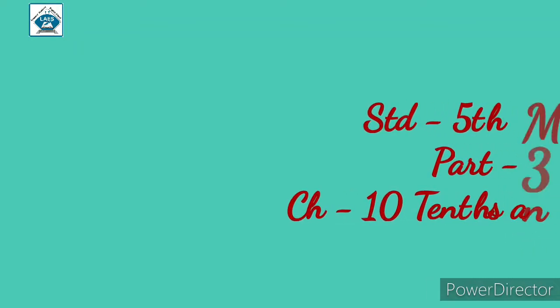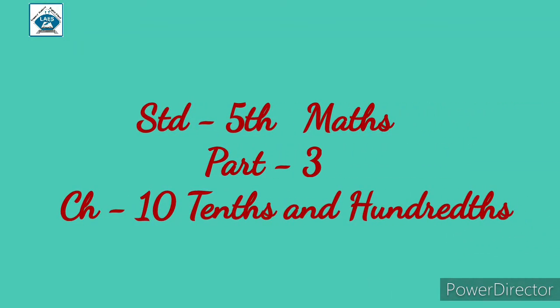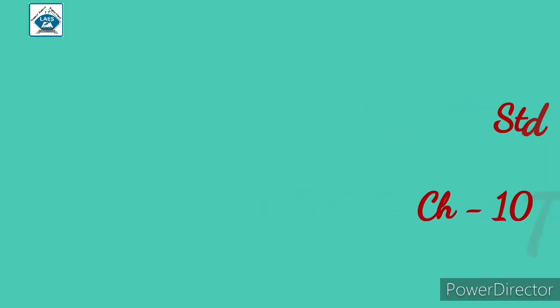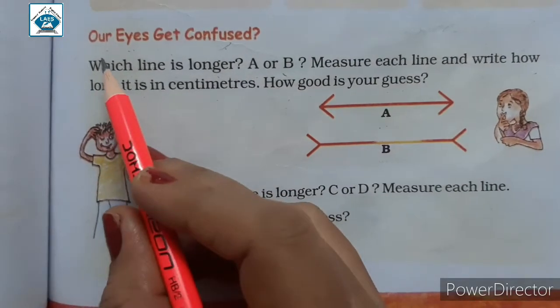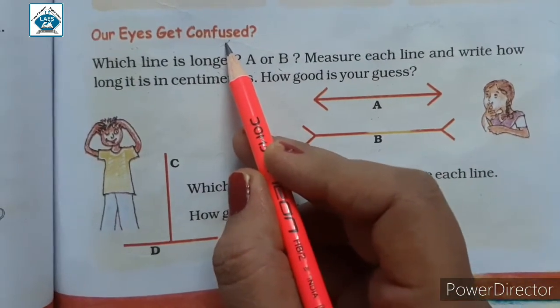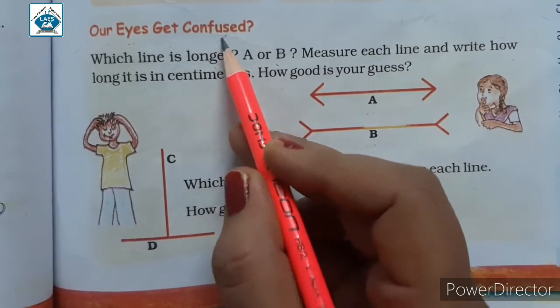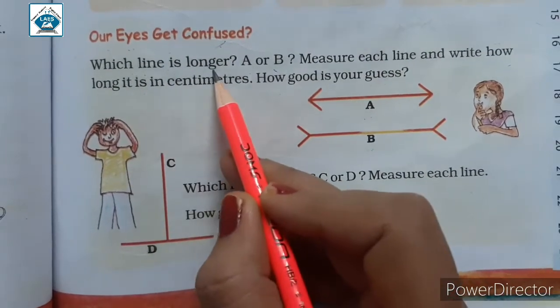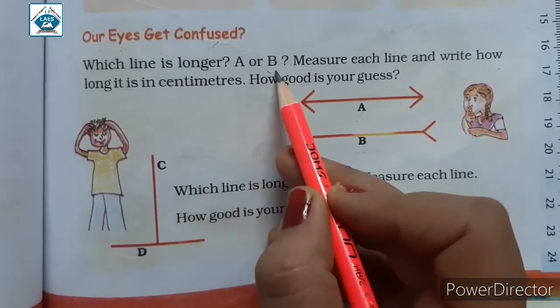Good morning, students. Today we will continue with chapter number 10, that is tenths and hundredths. Now, our eyes get confused. How do our eyes get confused? Let's see it. Which line is longer, A or B?